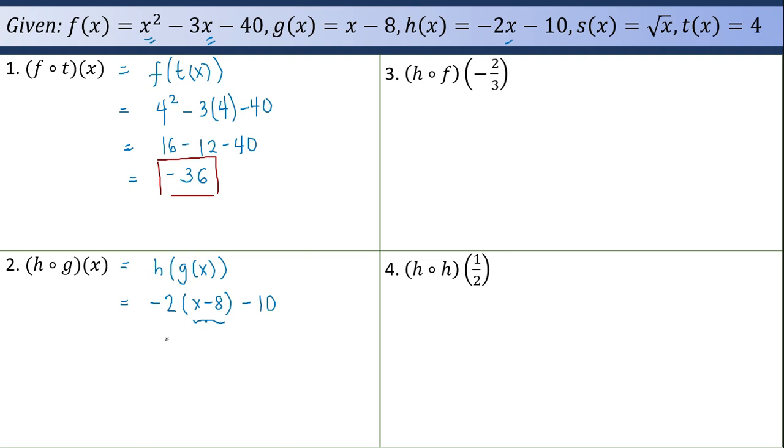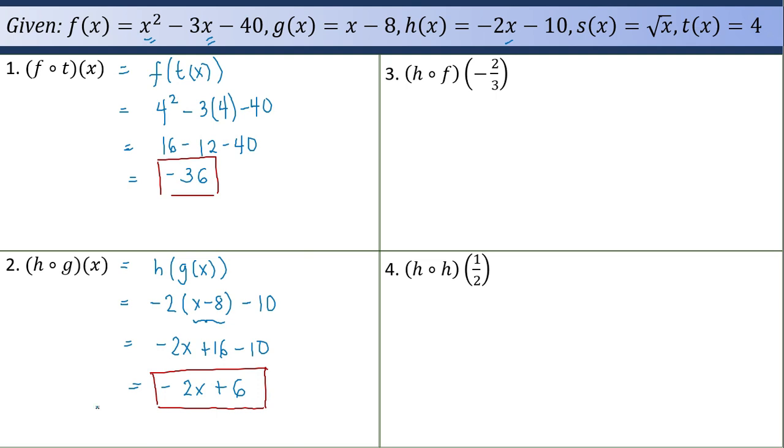Okay? So we have negative 2 times x is equal to negative 2x. Negative 2 times negative 8 is positive 16, and then copy minus 10. So we have negative 2x plus 6. Therefore, h circle g of x is equal to negative 2x plus 6. Okay? Let's move on to number 3.